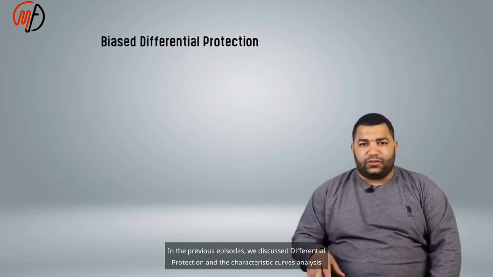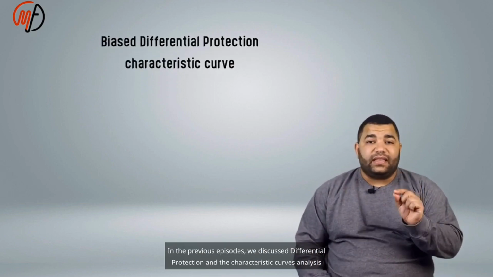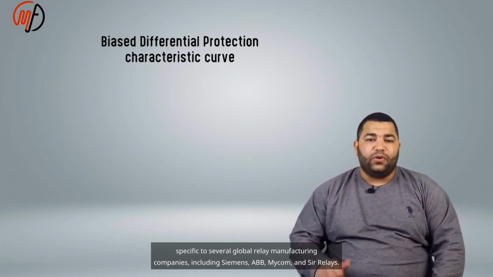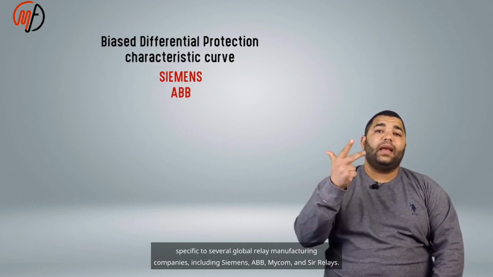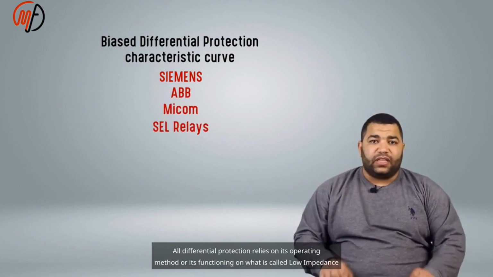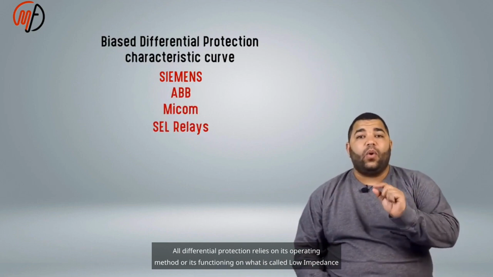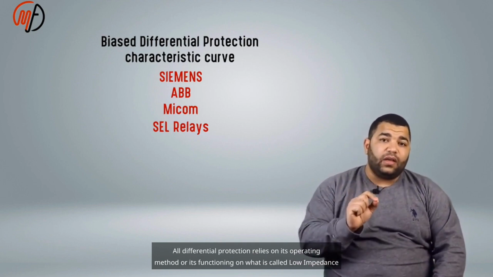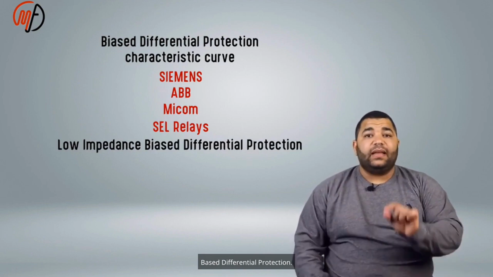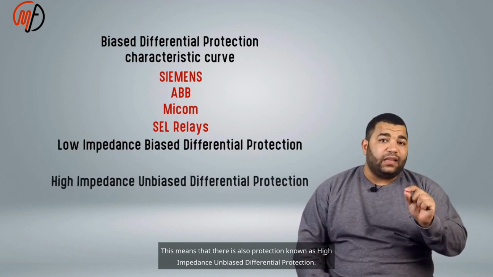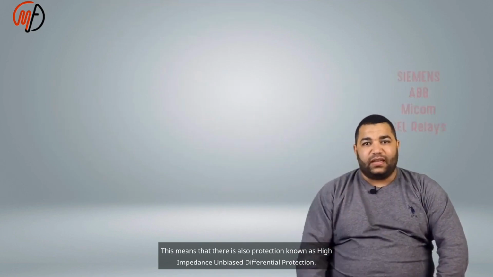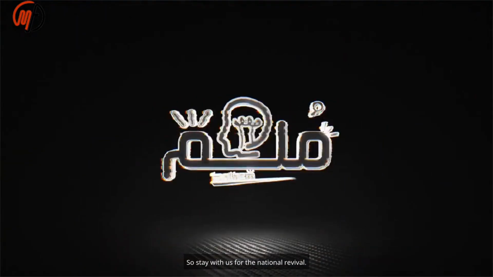Increase us in knowledge. In the previous episodes, we discussed differential protection and the characteristic curves analysis specific to several global relay manufacturing companies, including Siemens, ABB, Micom, and SEL relays. All of that differential protection relies on low impedance-based differential protection. This means that there is also protection known as high impedance, unbiased differential protection. So stay with us.